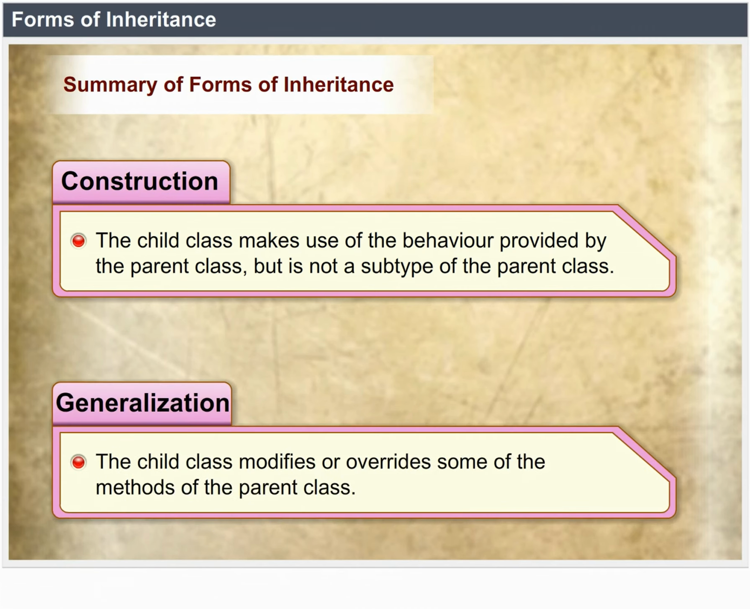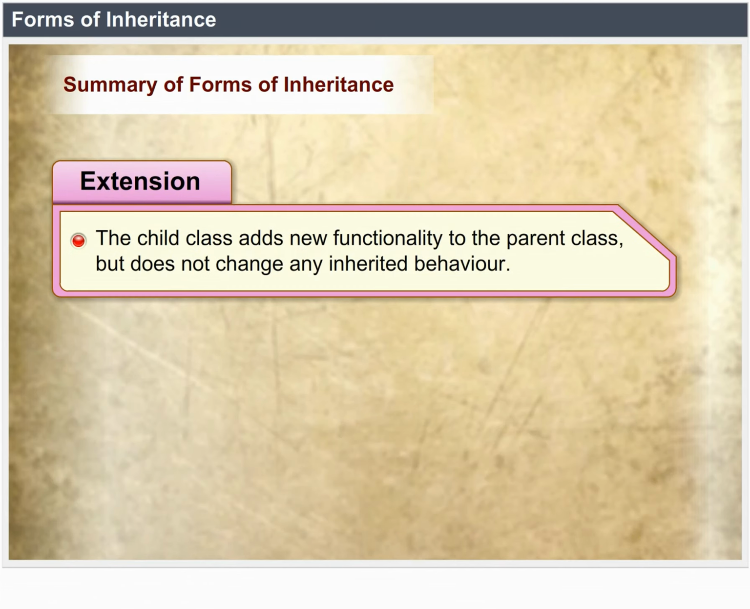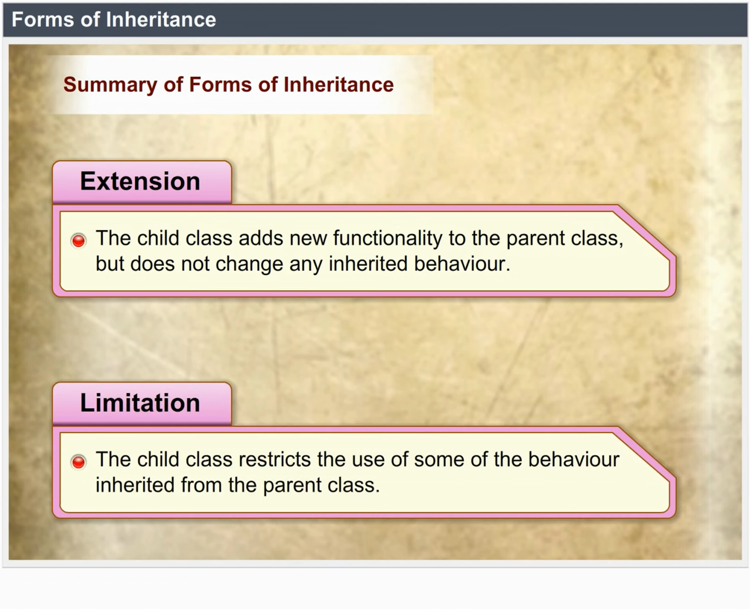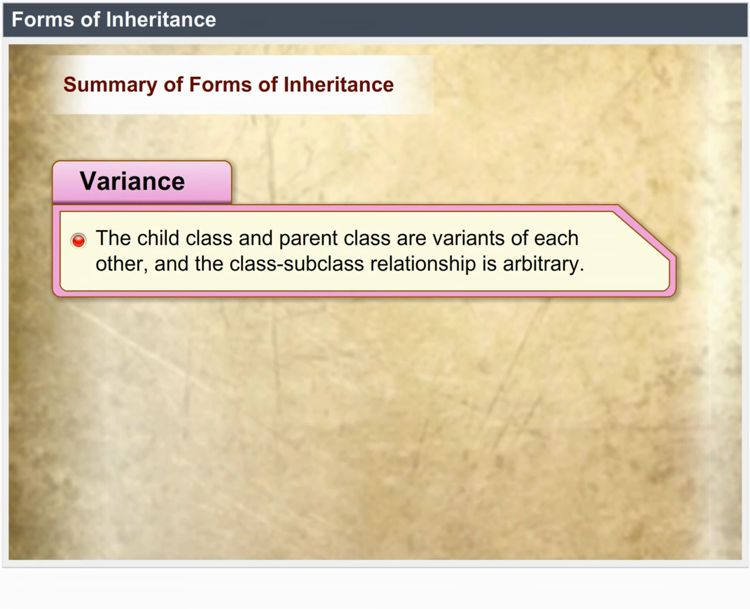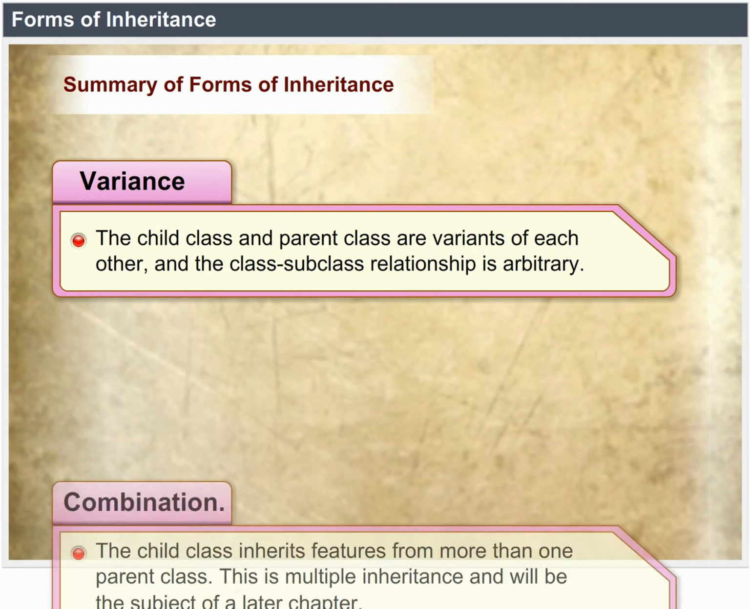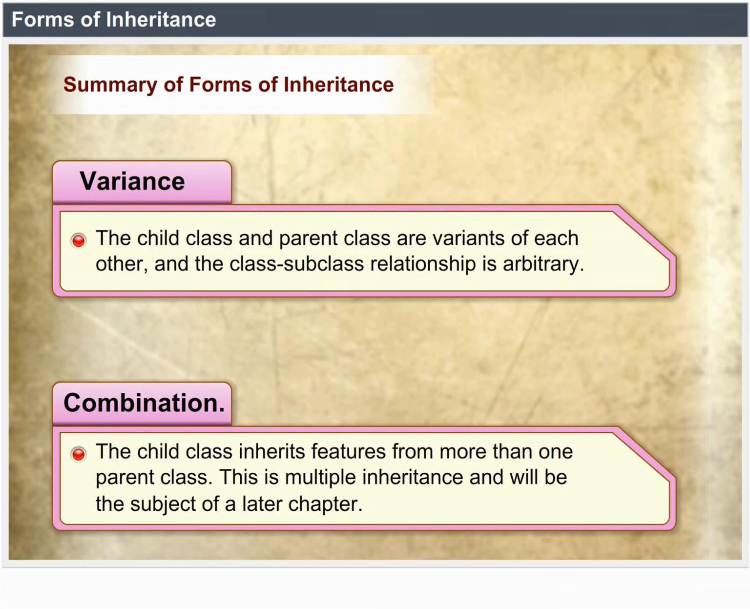Generalization. The child class modifies or overrides some of the methods of the parent class. Extension. Child class adds new functionality to the parent class but does not change any inherited behavior. Limitation. The child class restricts the use of some of the behavior inherited from the parent class. Variance. The child class and parent class are variants of each other and the class-subclass relationship is arbitrary. Combination. The child class inherits features from more than one parent class. This is multiple inheritance and it will be the subject of a later chapter.